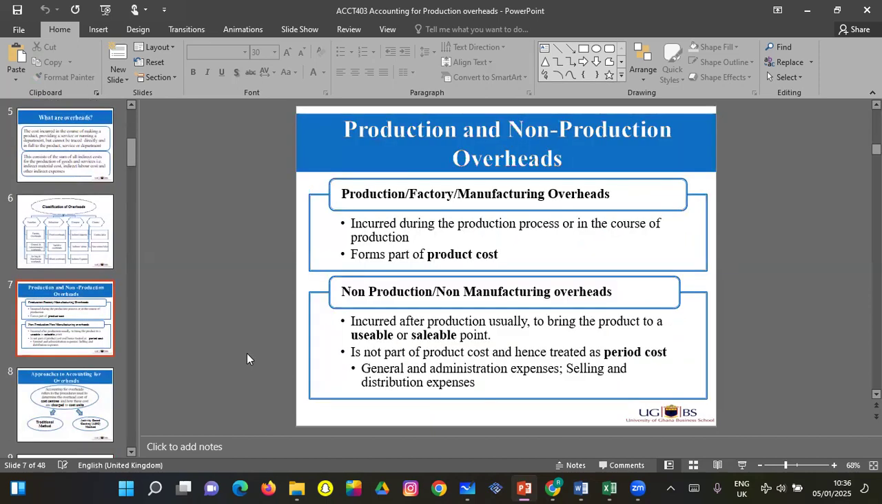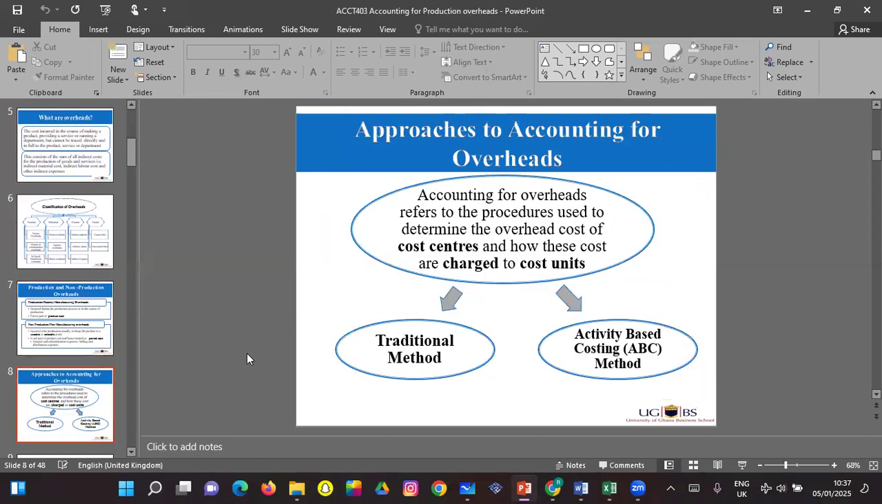So production and non-production overhead. Production overhead is incurred during the production process, whilst non-production overhead is usually incurred to bring the product to a sellable point. For example, advertising your product is a non-production overhead, but machine maintenance, lighting and heating, and those kinds of things become production overhead, whilst advertisement and delivery, for example, become non-production overhead.